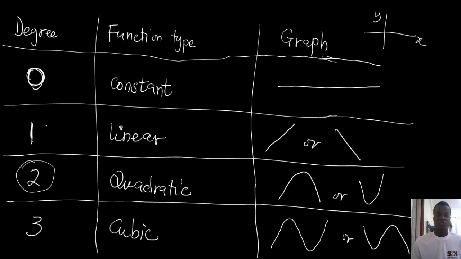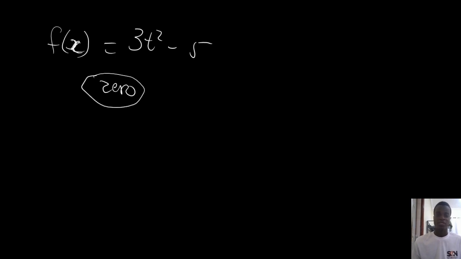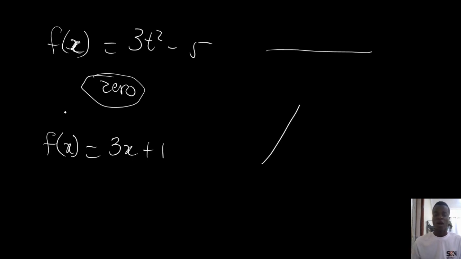If you look at an example, if I have a function like f of x equal to 3t squared minus 5, the degree of this function is what? Zero. We know why the degree of this function is zero. Look at the previous session to understand. If you should sketch this function, we just do a straight line. So if I have f of x is equal to 3x plus 1, you see that this is a linear function. So it either goes up or goes down. This one will go up. I will explain that later.